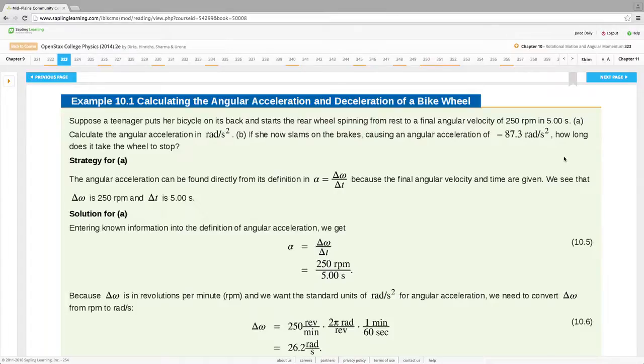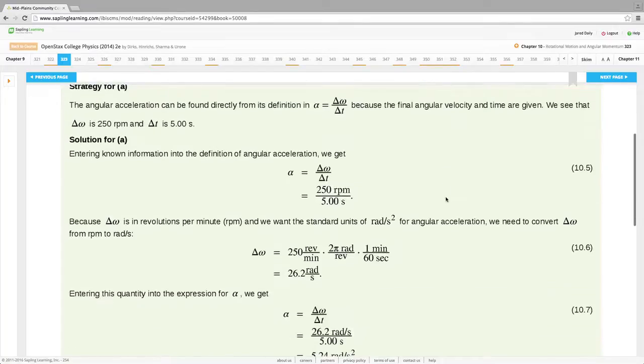In this particular problem, we have a teenager who puts her bicycle on its back, starts the wheel spinning from rest to a final angular velocity of 250 RPM in 5 seconds. So RPM is rotations per minute, but when we're dealing with omega, we want to deal with radians per second. And so we need to switch that to radians per second. Well, one rotation is 2 pi radians. And per minute, of course, is every 60 seconds. So we need to make a conversion. And that's exactly what we're going to do right here.